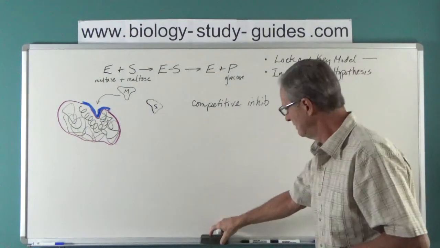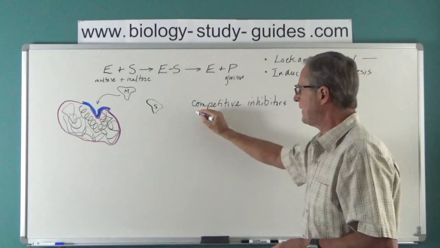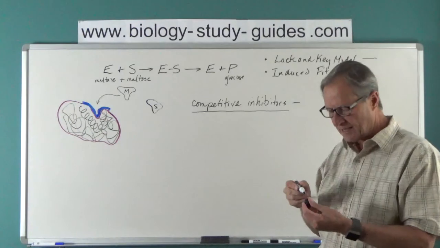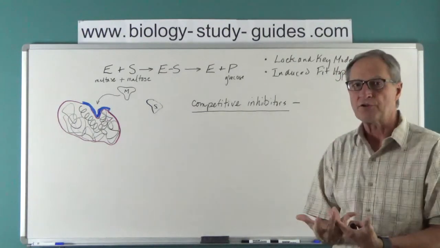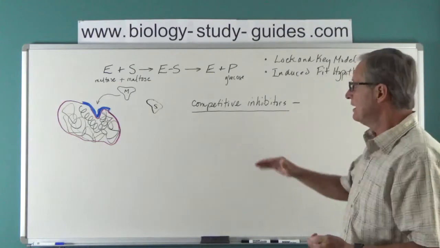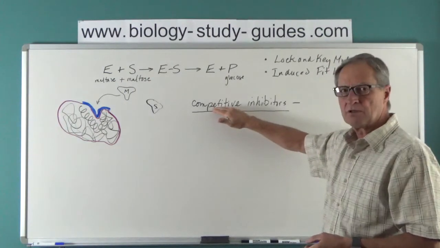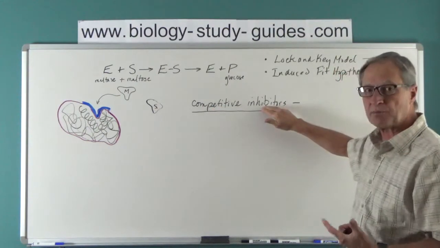Inhibit. So a competitive inhibitor is something that can fit into the active site. It'll occupy the active site and it'll actually block the reaction. It's called competitive because it competes for occupancy in the active site, and inhibitor because it'll block the reaction.